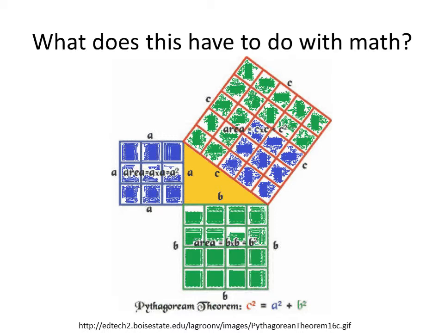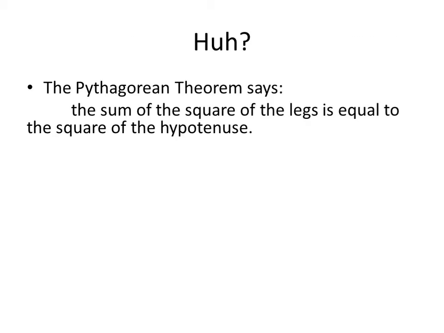So our Pythagorean theorem says that our hypotenuse squared, or C squared, is equal to A squared plus B squared. Huh? What was that? Well, let's see. The Pythagorean theorem says that the sum of the squares of the legs is equal to the square of the hypotenuse. Okay, well, what does that mean? It means A squared plus B squared equals C squared. A and B are your legs, so the sum of the square of the legs is equal to C, your hypotenuse, squared. A squared plus B squared equals C squared.